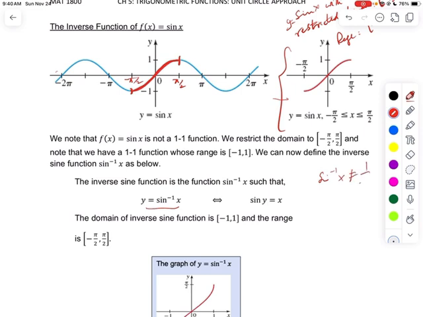So here is our restricted domain sine function, y equals sine x with restricted domain. The domain is -pi/2 to pi/2, and the range is -1 to 1.